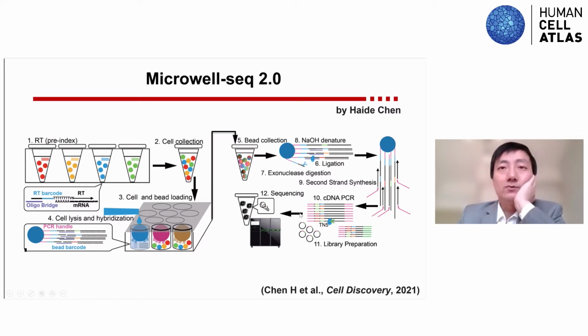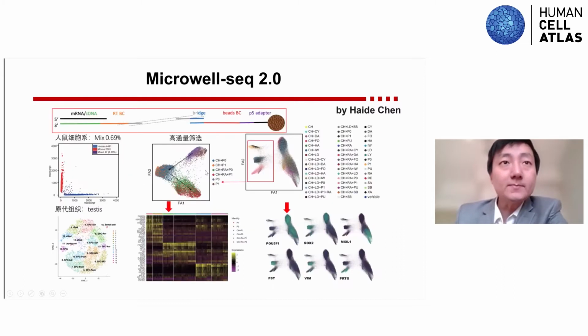Then we actually use the BGI T7 sequencing machine, and this is a Chinese homemade machine, so the cost is cheaper when compared to Illumina sequencing. As a proof of principle, we use this method to run the drug screening experiments, and it really helps since you can provide the pre-index for each of these chemical combinations.